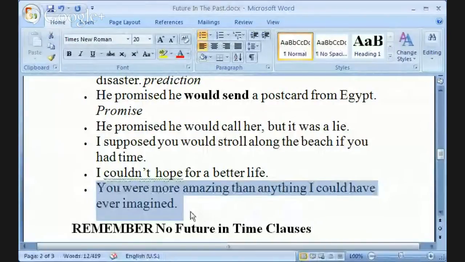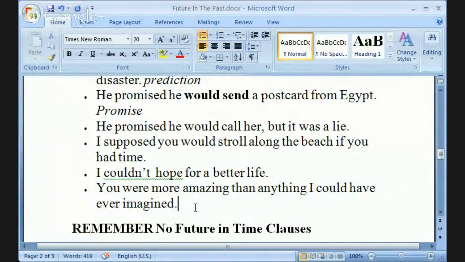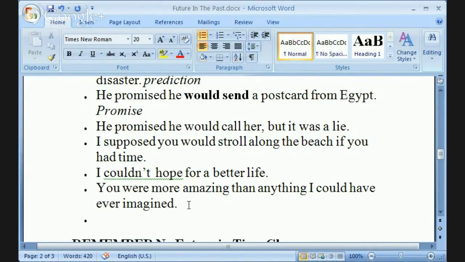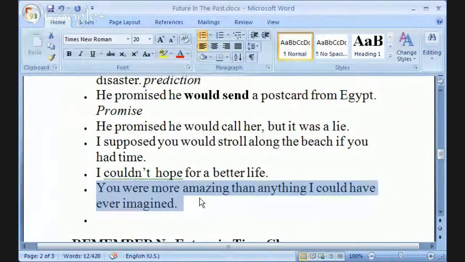Wow. You're testing my brain, Ralph. No, it's confusing though. It is confusing, and I have to very slowly, methodically analyze it. Yeah, grammar is fun, isn't it? Anyway, so I wouldn't count this as future in the past. I would not. All right. Let's move on. Oh my gosh, time is ticking.